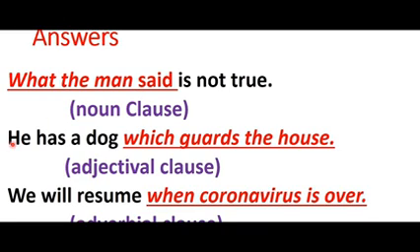The next one, he has a dog which guards the house. Which guards the house here tells more about the dog, so it is an adjectival clause. And the last one is we will resume when coronavirus is over. When coronavirus is over has to do with time. So this describes an adverbial clause. This is an adverbial clause of time.